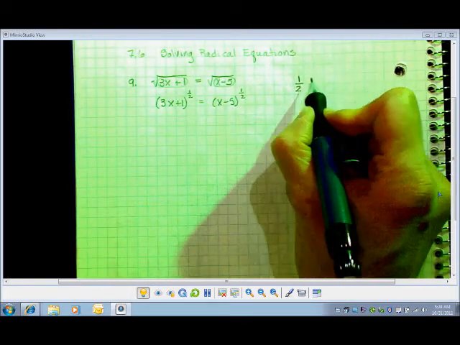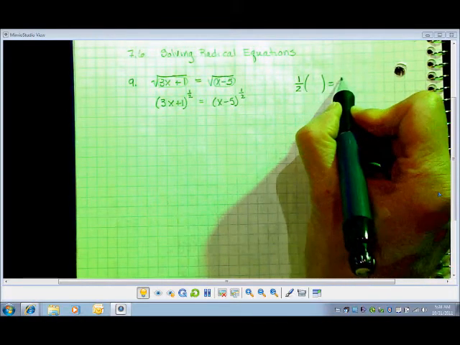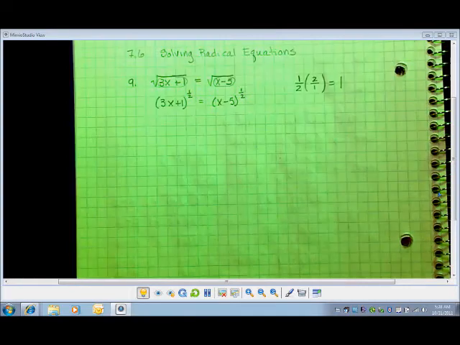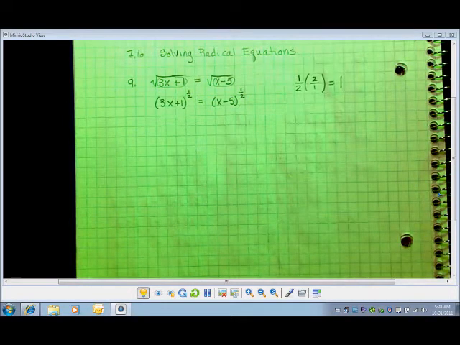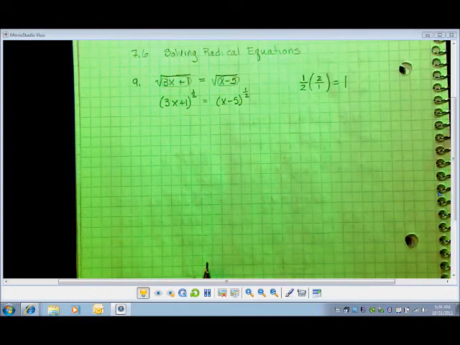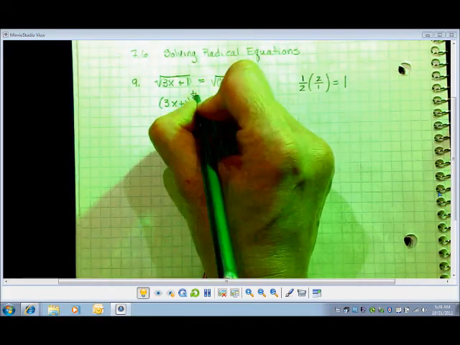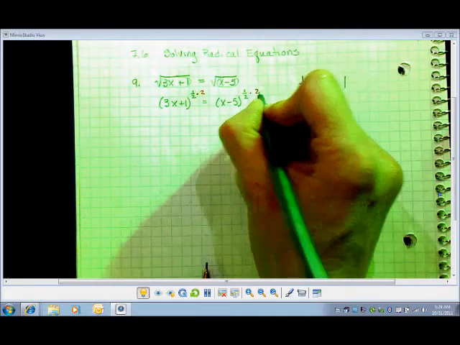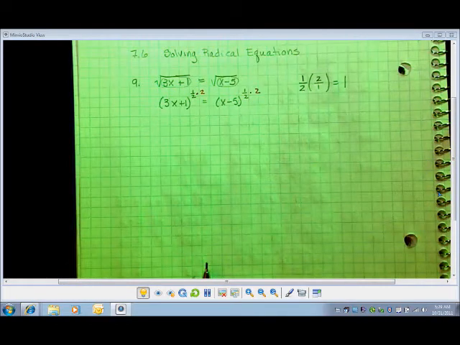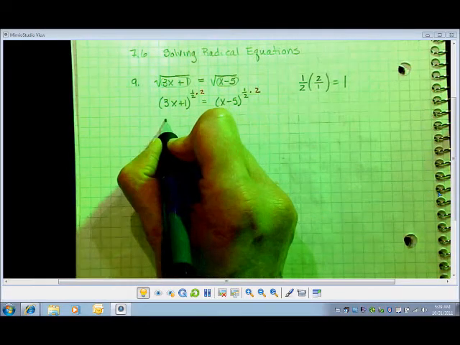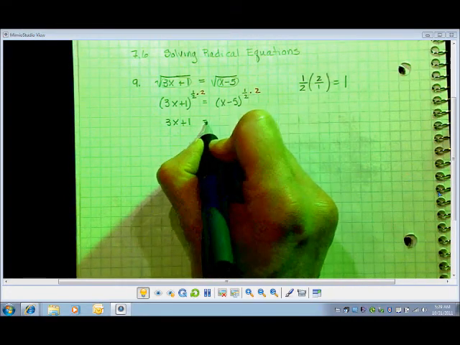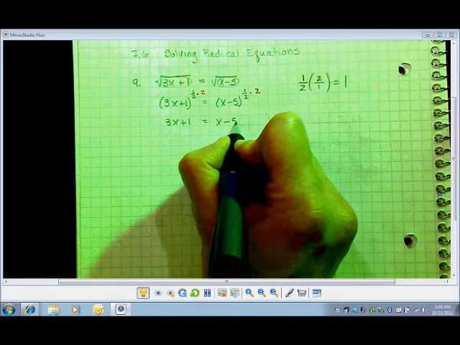So I know 1/2 times 2, or 2 over 1, is going to give me 1. That means that I'm going to take this exponent, multiply it by 2, and this exponent, and multiply it by 2, because what I do to one side of the equation, I have to do to the other. So that leaves me with 3x plus 1 equals x minus 5.